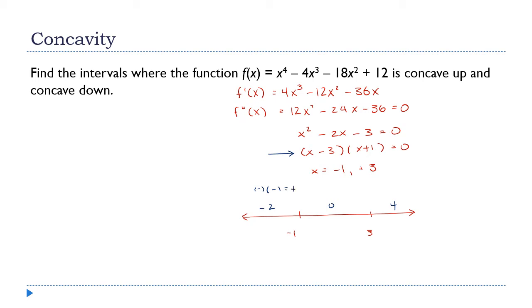So the function is concave up on this interval. And if I put 0 in there, I get negative 3 times positive 1, which is a negative number, so it's concave down in this section. And finally, if I put 4 in, I get positive 1 and positive 5. That's positive, so the function is concave up here.